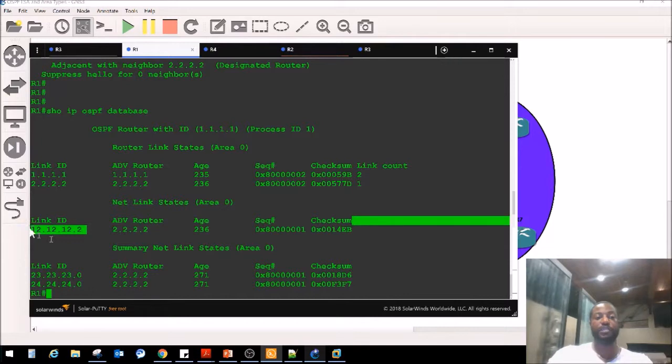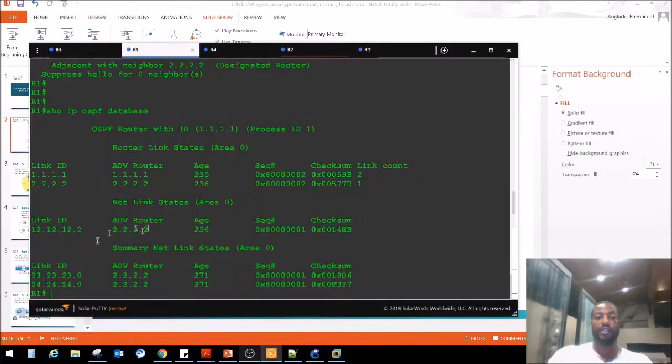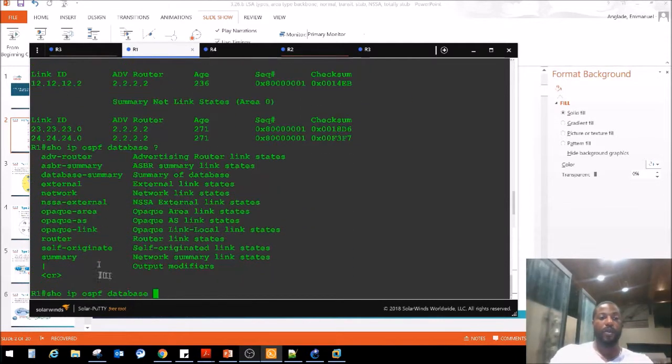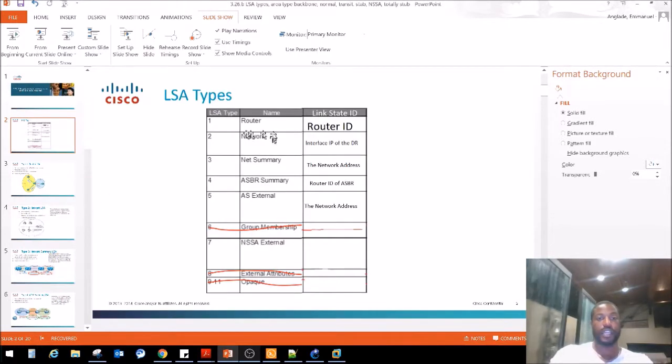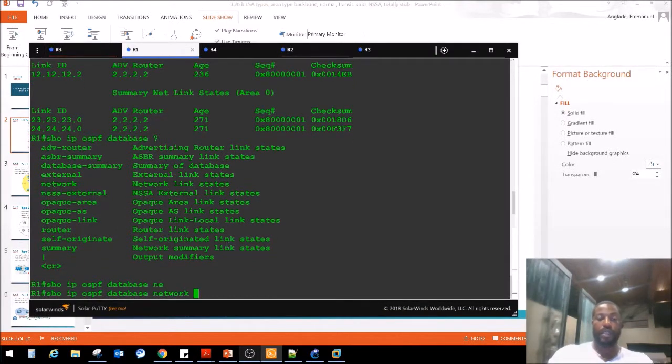So let's get information about him. Take a look at him again. Again, that is router 2, right? But that's his link ID, because we said why? Link state IDs for type 2 LSAs is the interface IP of the DR. So let's take a look at that real quick. Show IP OSPF database. What are our options again? We want to take a look at type 2 LSAs, which is a network. So we're going to say network and put in the interface ID.